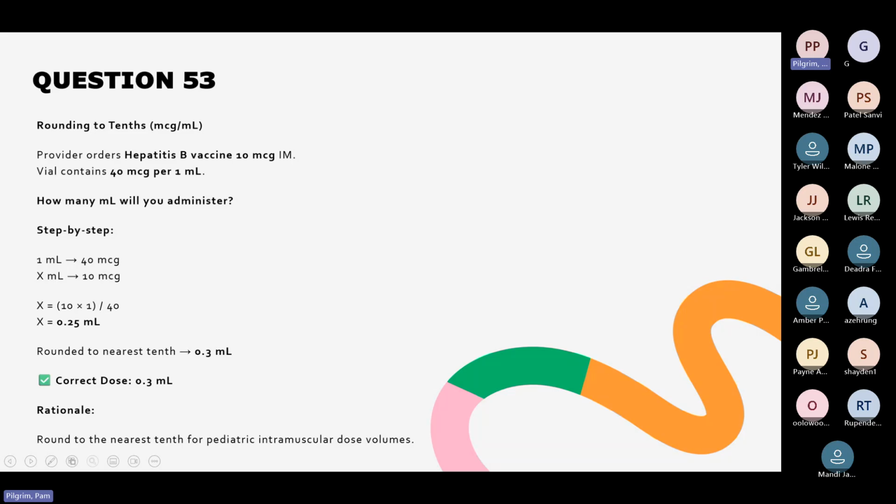So in this question, you would round to the nearest tenth, which was the point. This was the whole reason this was in here. So you round to the nearest tenth. So the correct dose is actually 0.3 mLs.